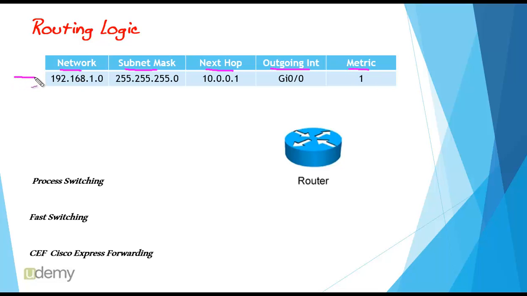Each entry in the routing table is called a route. A route implies that if a packet comes to this network with this subnet mask, the next hop, or the next router, is 10.0.0.1, which is a neighboring router. And if you want to reach this next router, you have to go from this interface, and the metric is 1. Metrics come into calculation when there are 2 similar routes, and if there are 2 similar routes, the router chooses the route with the least metric.